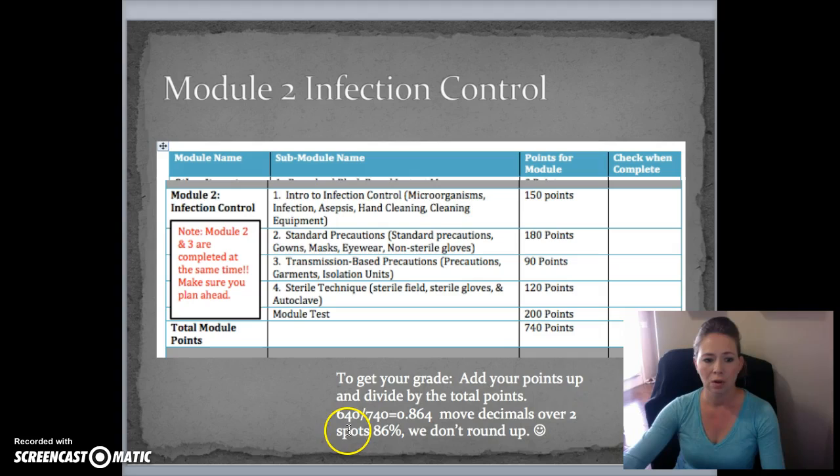So for instance, if you had 640 points out of the total of 740, we divide that as an instructor and we get 0.864. We then move over the decimal 2 spots, which would make you get 86% for this module. Remember, we don't round up, so even if you had a 0.869, which would be an 86.9%, we would not round that up. We would still have an 86%.